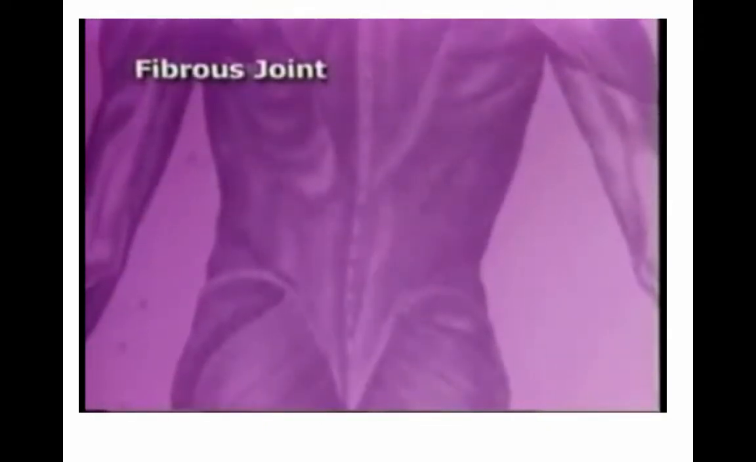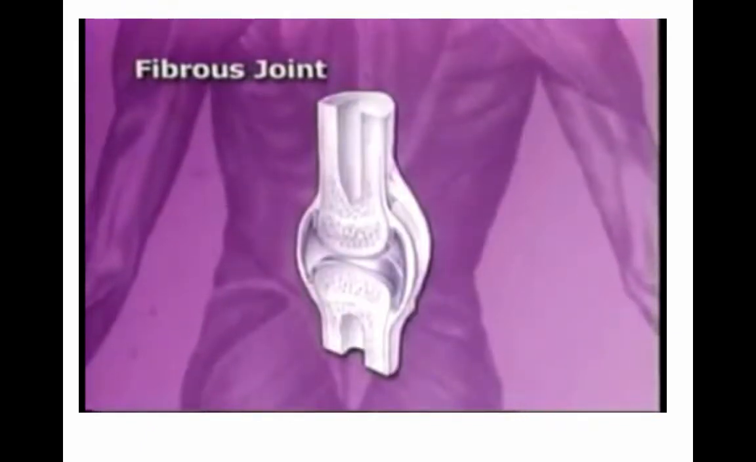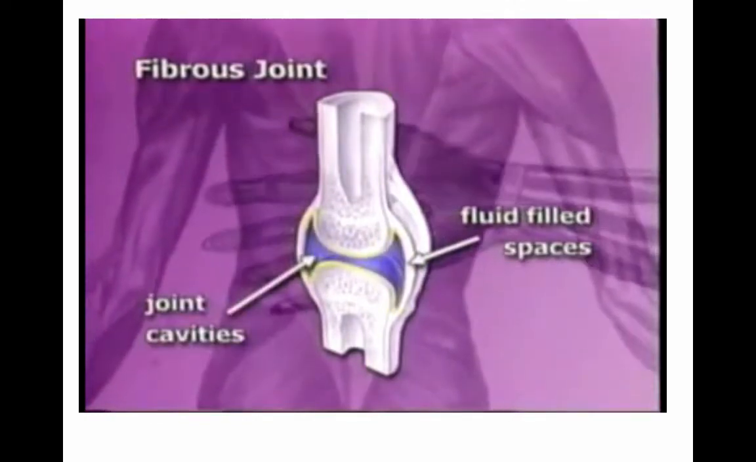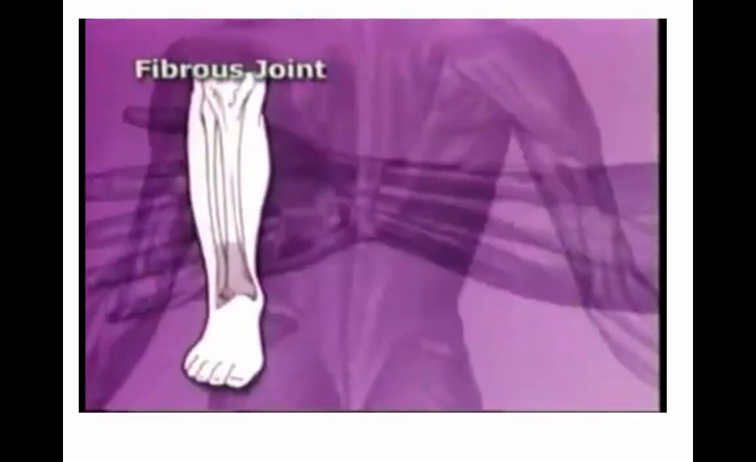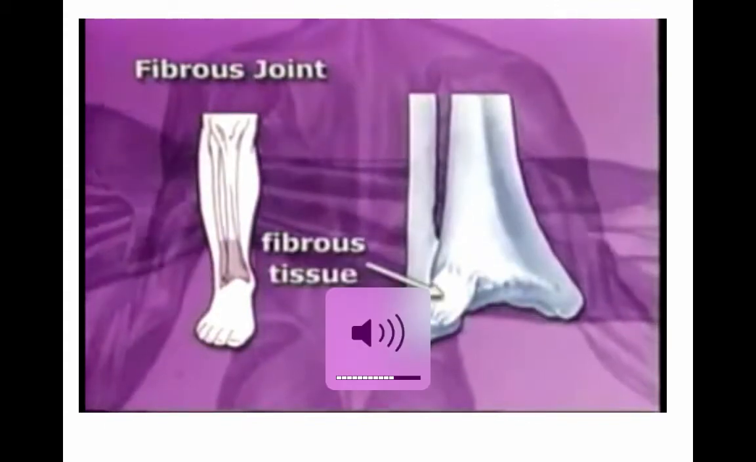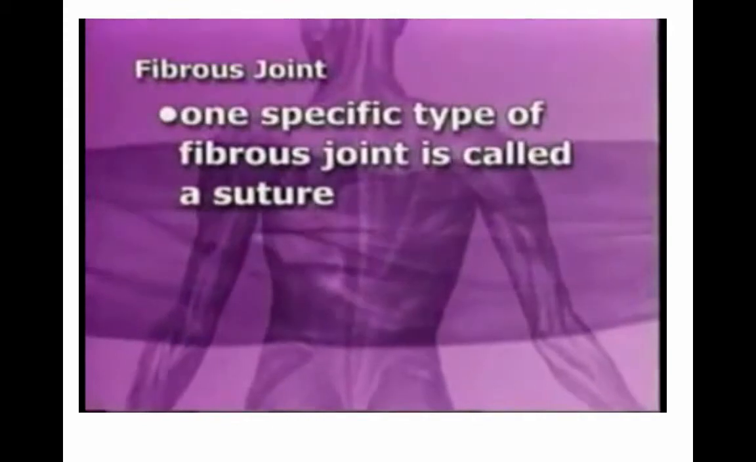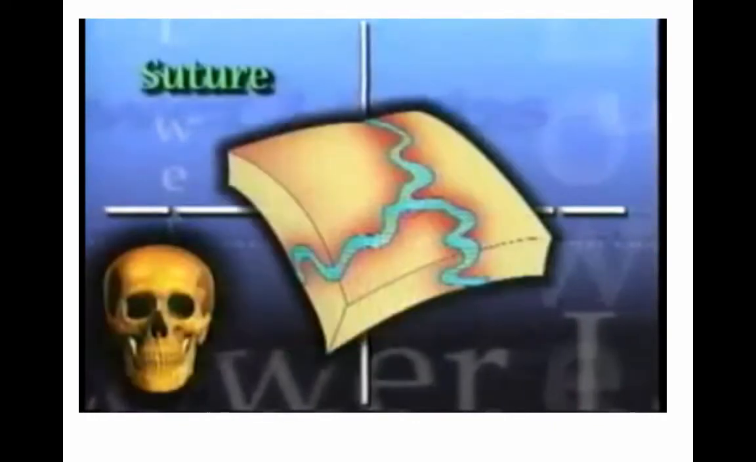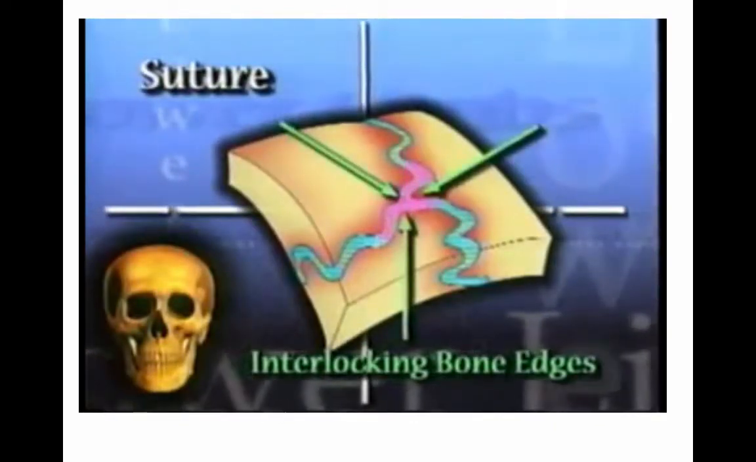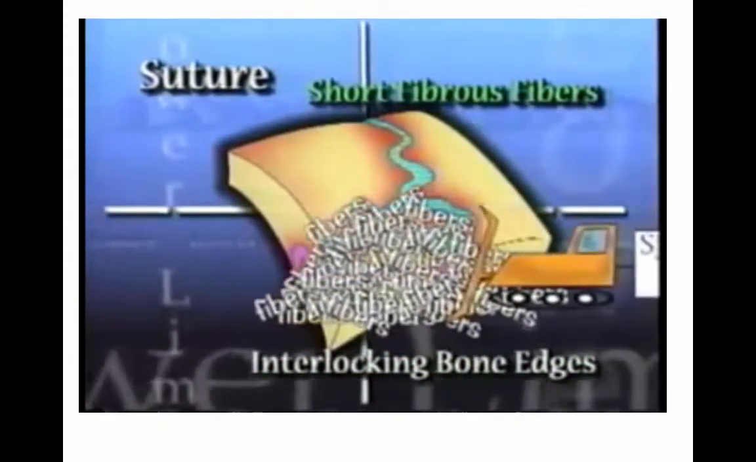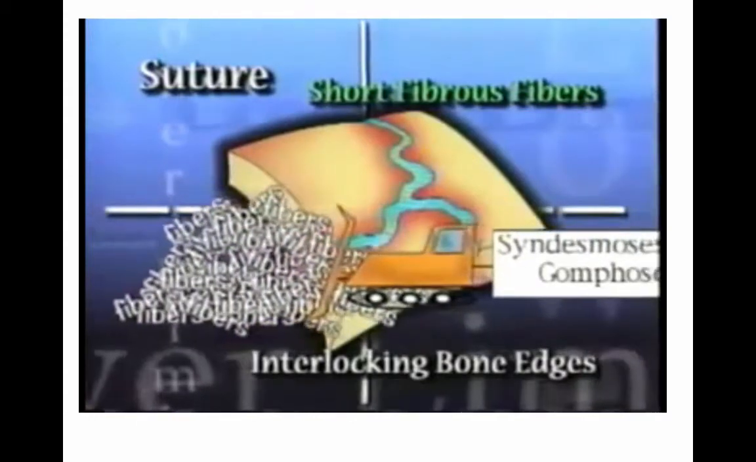The first structural joint we'll talk about is the fibrous joint. Some joints have little fluid-filled spaces between bones. These little fluid-filled spaces are called joint cavities. Fibrous joints do not have joint cavities. Fibrous joints are joints where bones are united by fibers of fibrous tissue at their joint sites. Fibers. Fibers. Hey, it's fun to say fibers. One specific type of fibrous joint is called a suture. Now everyone has sutures in his or her skull. These sutures are made up of interlocking or overlapping bone edges that are connected by short fibrous fibers. The term fibrous fibers may sound redundant, but hopefully it'll make you remember the name of the fibrous joint.